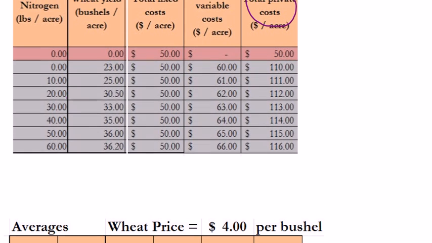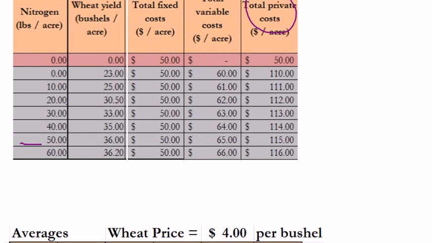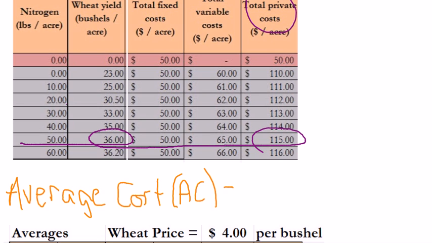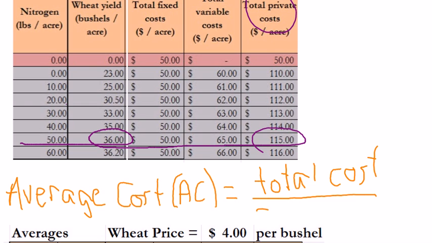And let's do this. Let's suppose that we are applying 50 pounds of nitrogen per acre. We harvest 36 bushels of wheat per acre, and our total cost is $115 per acre. So it costs $115 per acre to raise 36 bushels per acre. We now want to express that cost on a per unit basis, on a per bushel basis. And so we're going to come up with average cost. And this is probably pretty intuitive to you. Average cost is just going to equal your total cost divided by output.